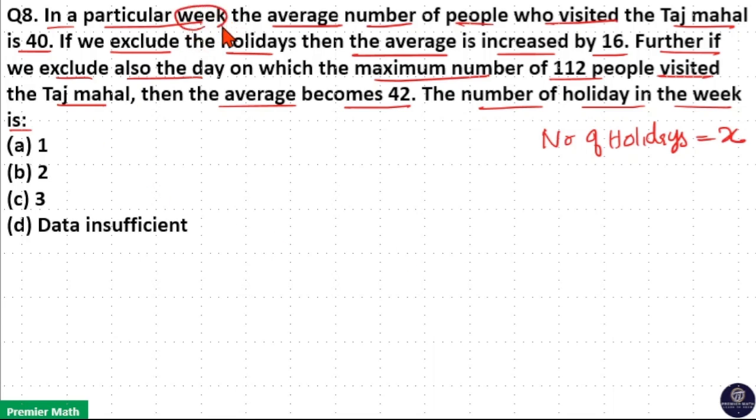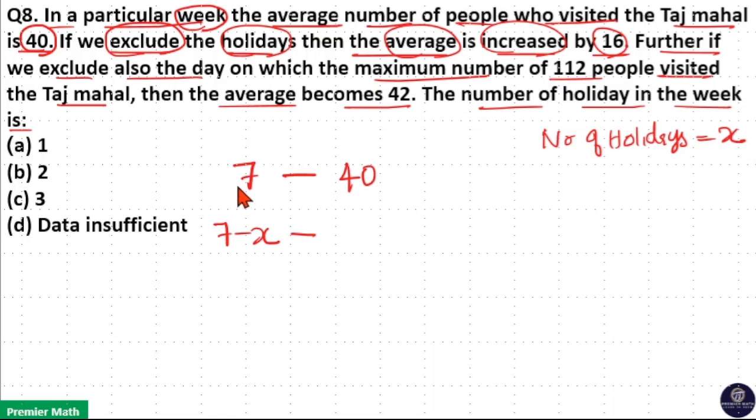And in a week, average number of people visited the Taj Mahal is 40. That means in a week there are 7 days and in 7 days average 40 people visited the Taj Mahal. Again, if we exclude the holidays, means 7 minus x. There are total 7 days in a week and when we exclude the holidays, x, then 7 minus x is the total number of days in a week. Then average is increased by 16.